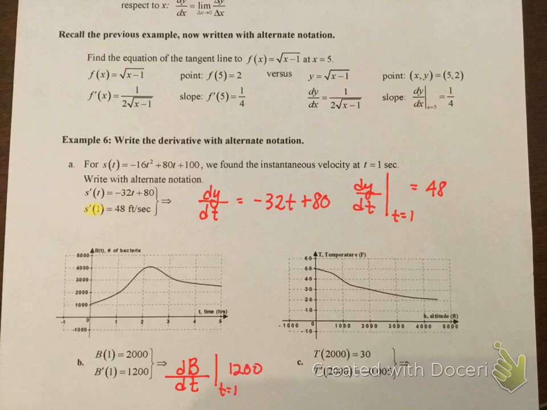Okay? And for part C, if we rewrite the derivative, we rewrite this as the derivative of t with respect to, now this time it's h because it says h here, evaluated when h equals 2,000 equals negative 0.005. Okay? So that's what they want you to do with that last page.